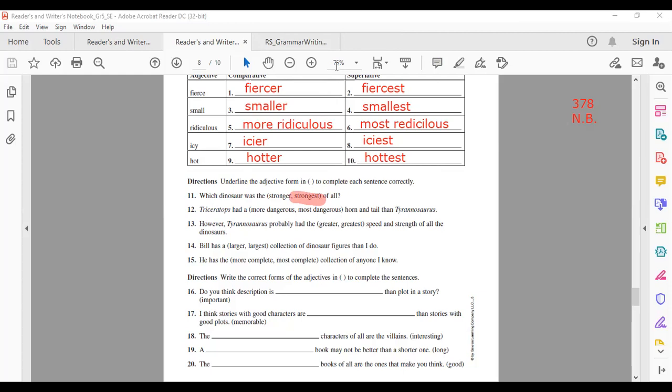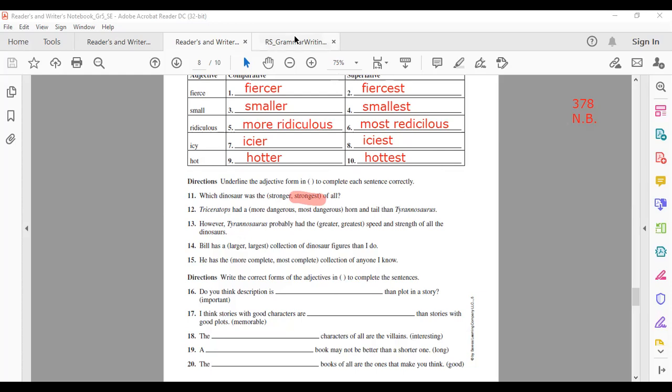These raptors had a more dangerous or most dangerous horn and tail than Tyrannosaur. Hi, Jude. More dangerous or most dangerous than? Jude, are you there? Jude is not there. Jana. Feroz, are you there? Feroz, go. Yes.